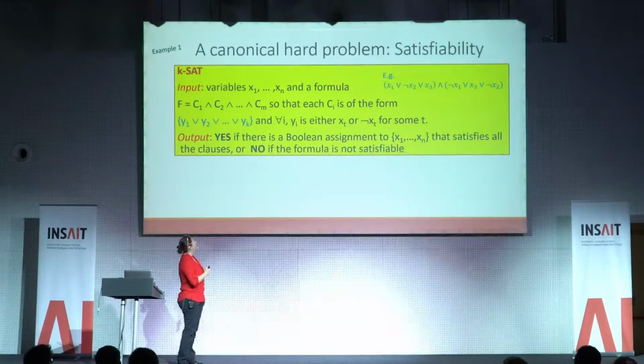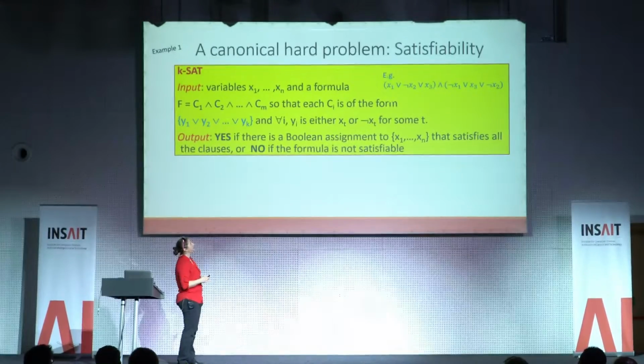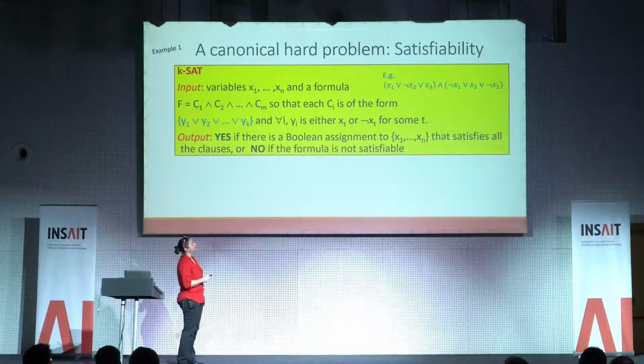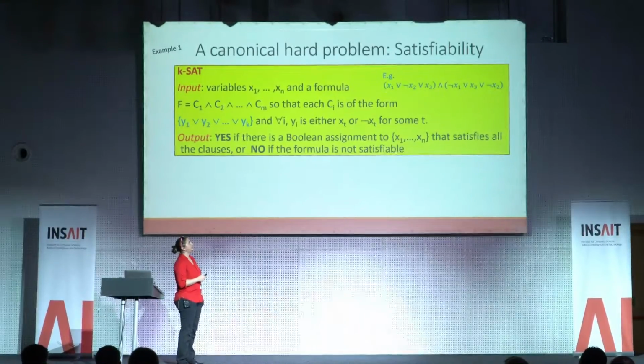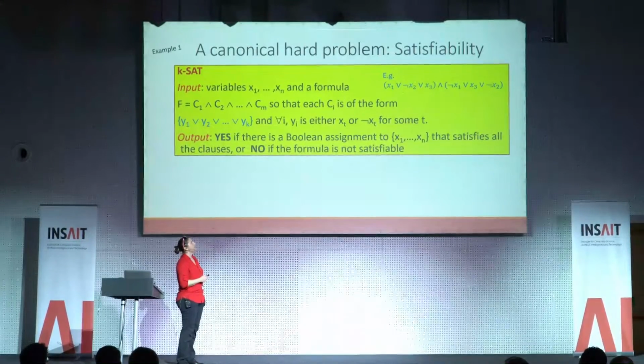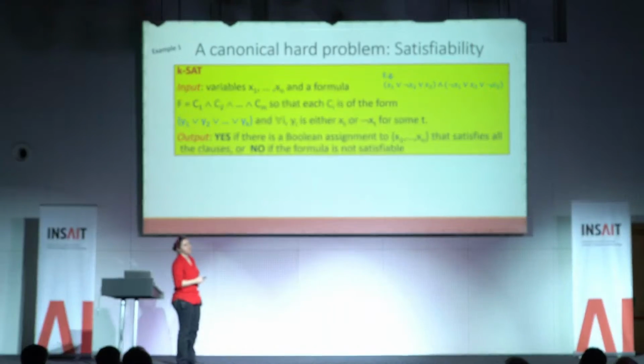All right, what do we have? We have n variables, x1 up to xn. And you have some formula that looks something like this. You have these things in brackets, called clauses, and inside a clause you have a variable or a negation of a variable or another variable, and then an AND with another clause that has the same form.